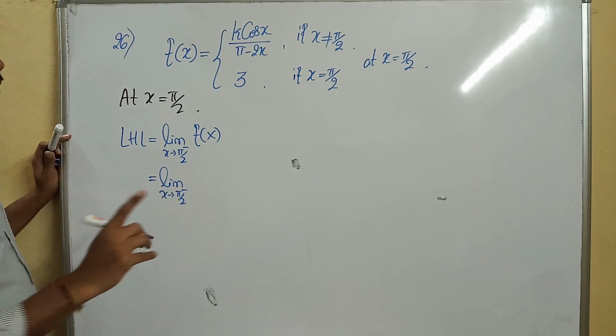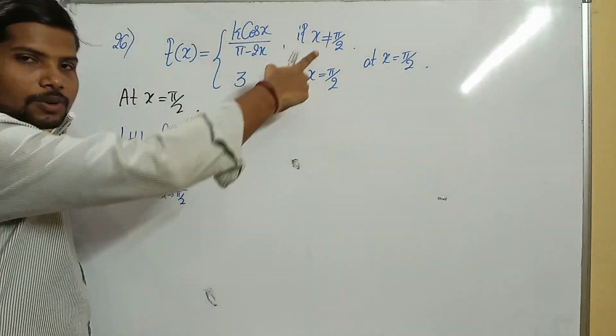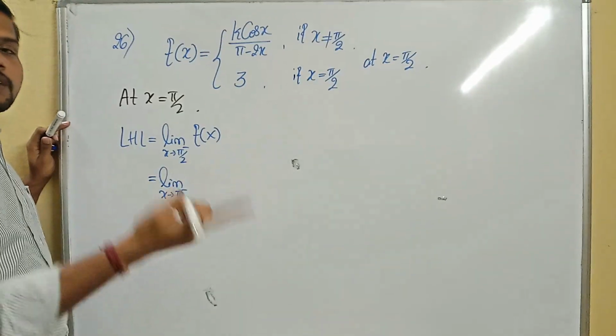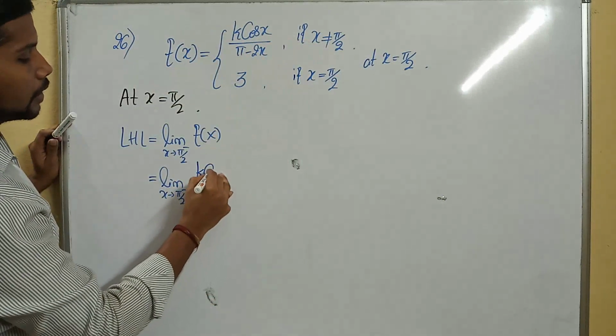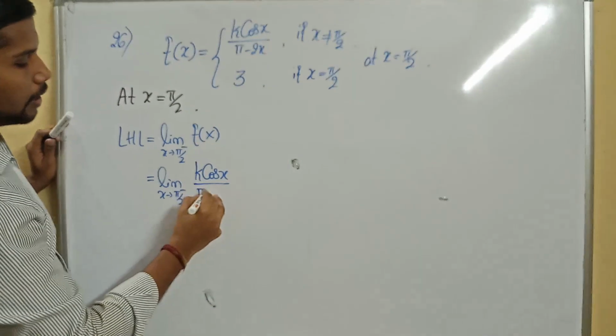What is the meaning of pi by 2 minus? Whether I need to take not equal to pi by 2 or equal to pi by 2. Pi by 2 minus means left part of pi by 2. That's why it is not equal to pi by 2. I need to take k cos x divided by pi minus 2x.